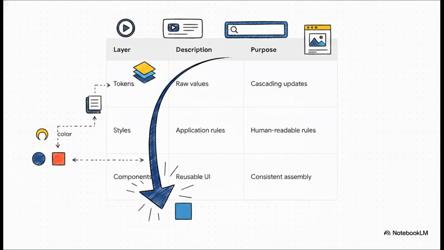Now here is the absolute magic of this setup. If you change a single design token, say you tweak your brand's primary blue, that update automatically cascades globally across every single component and platform that references it. It's a total game changer.